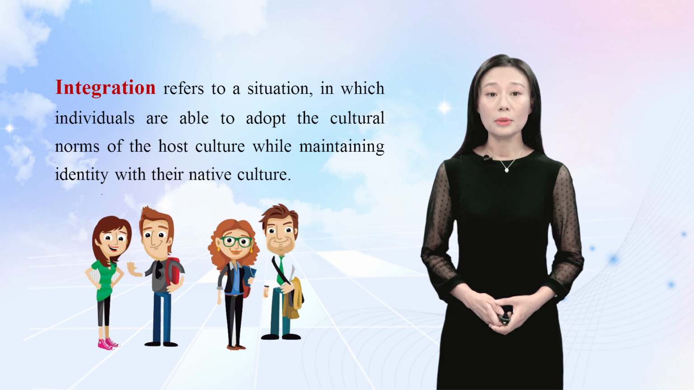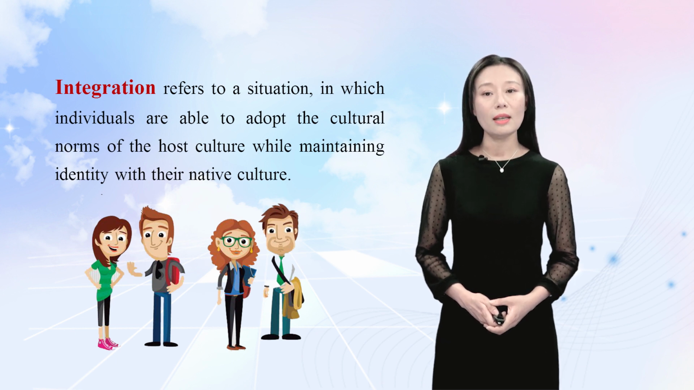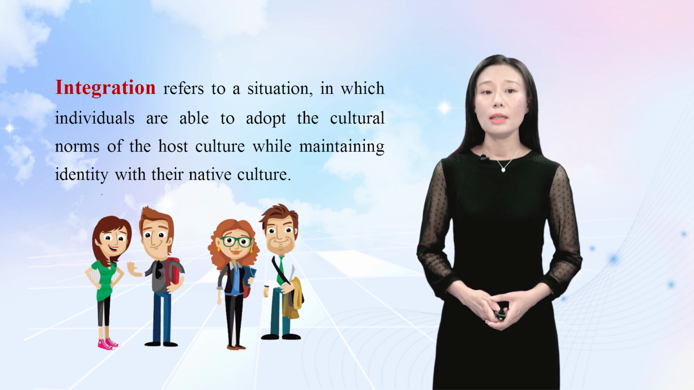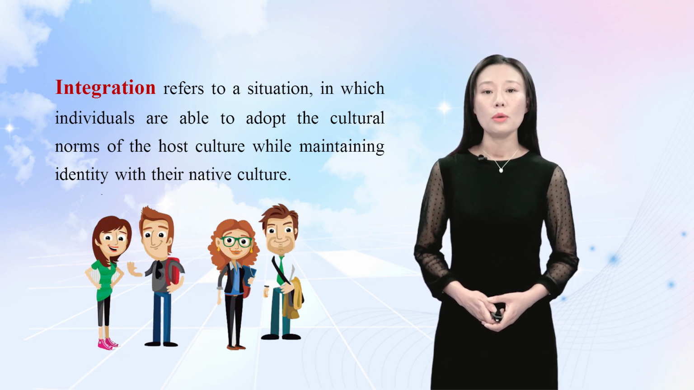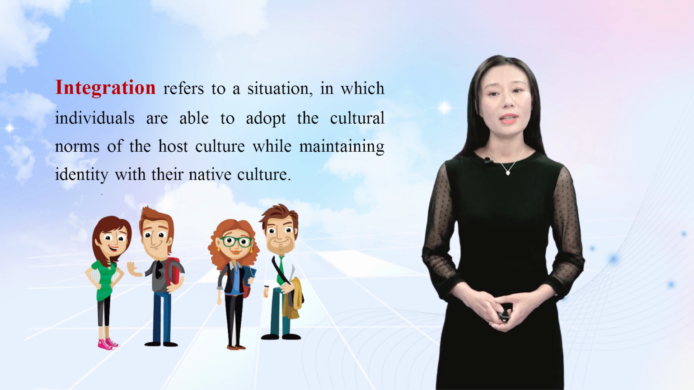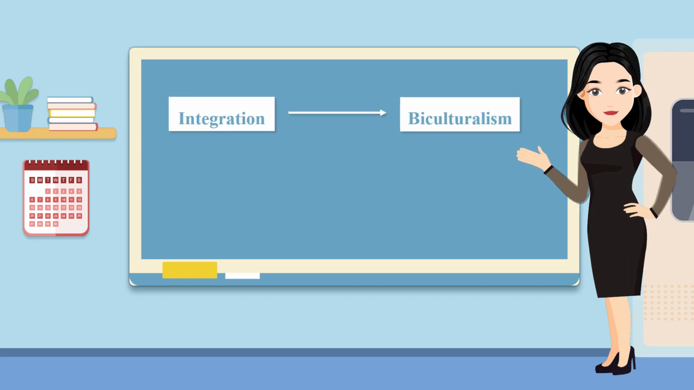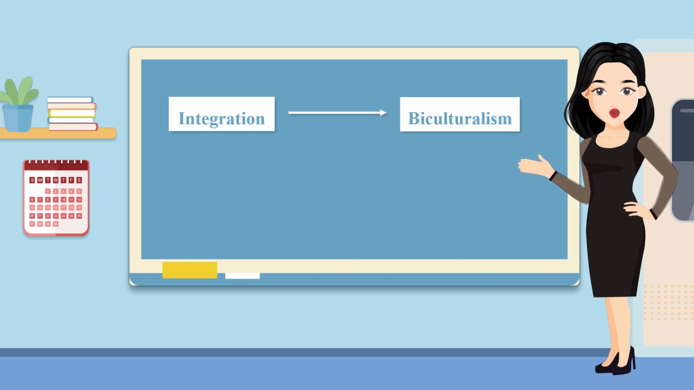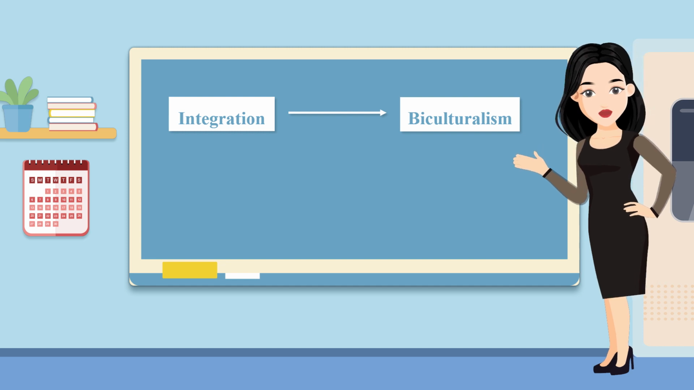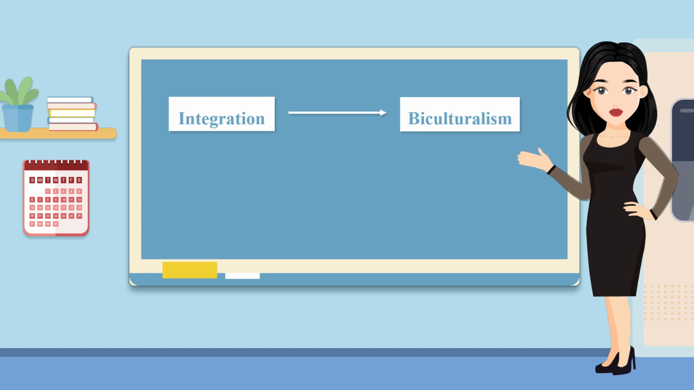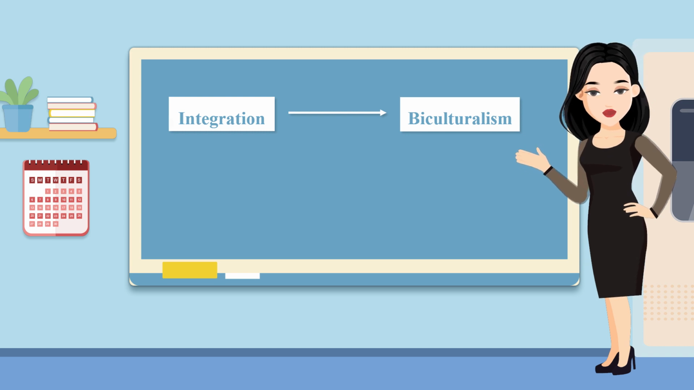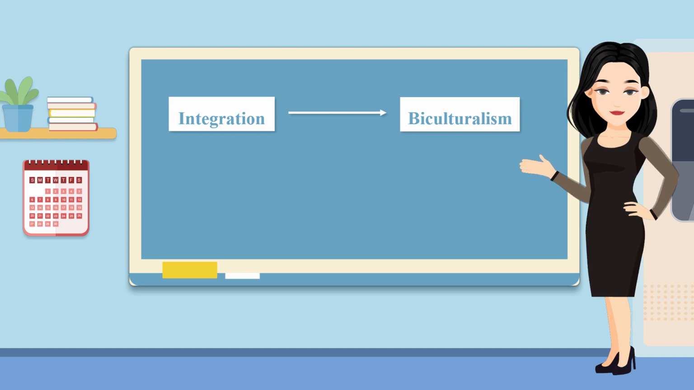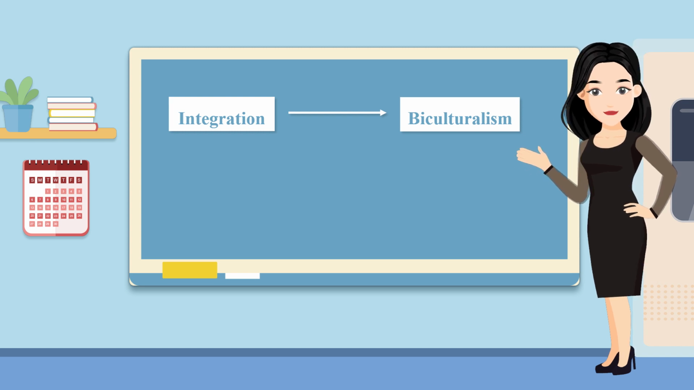Different from assimilation, which usually leads to the loss of individuals' home culture, integration refers to a situation in which people are able to adopt the cultural norms of the host culture while maintaining identity with their native culture. It usually occurs when migrants have an interest both in maintaining their original culture and language and in having daily interaction with the dominant groups. This differs from assimilation in that it involves a greater interest in maintaining one's own cultural identity.